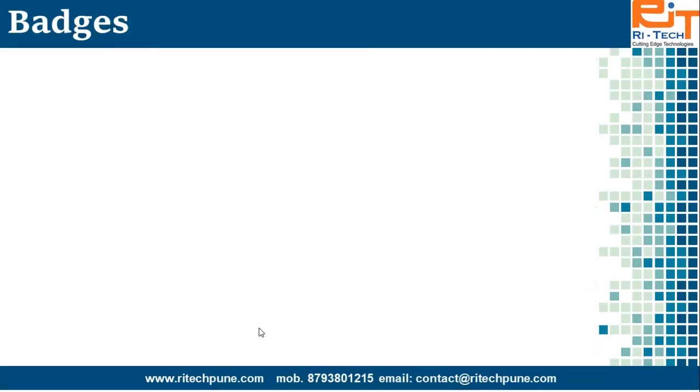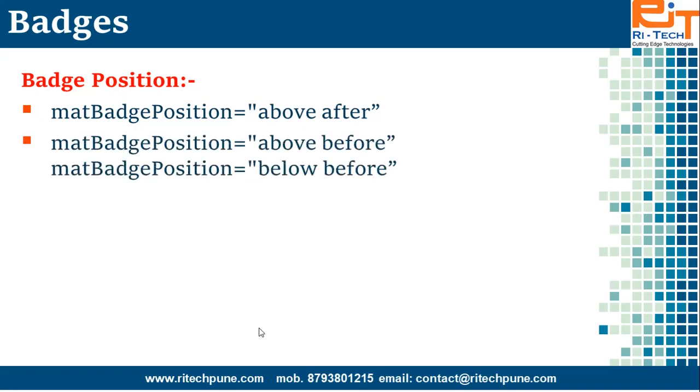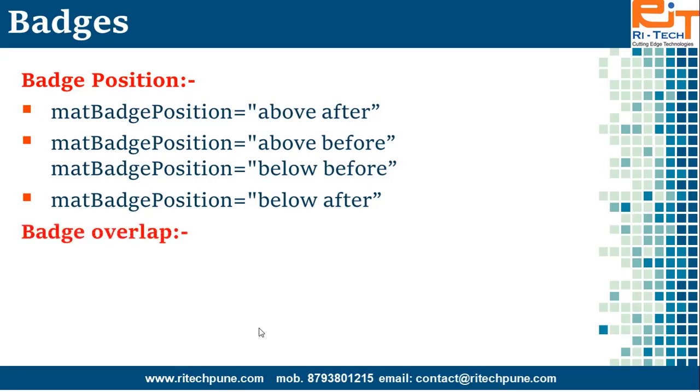And then beside the color and the size, you can also specify the badge position. To specify the badge position, we use the matBadgePosition directive, and it will have the value above after, above before, below before, and below after. These four values can be used to specify the position of the badge. By default the position is above after.